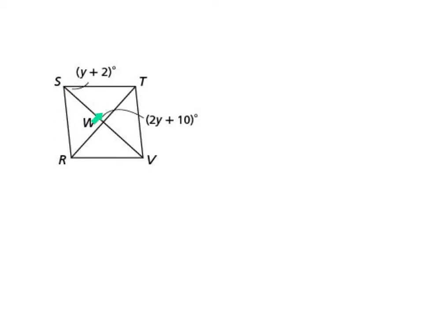In a rhombus, the diagonals are perpendicular, so this forms a right angle. So I can say that 2y plus 10 equals 90, and I solve to get y equals 40, and I could plug that in and calculate the angle measurement over here. That'd be 42 degrees for an angle measurement.